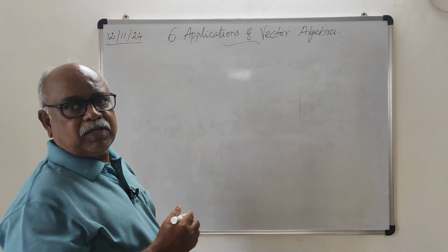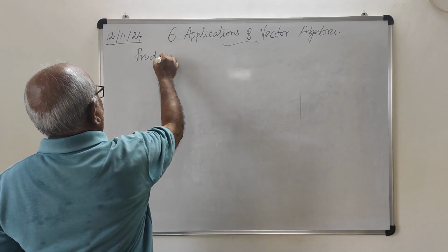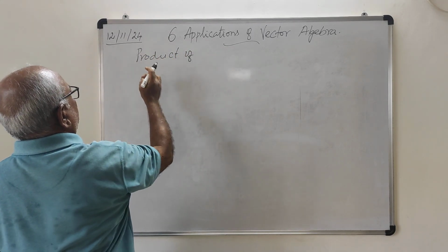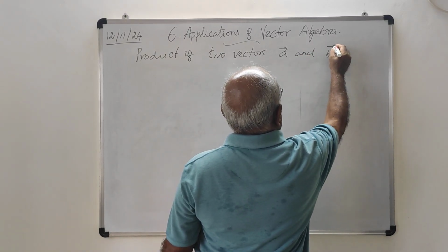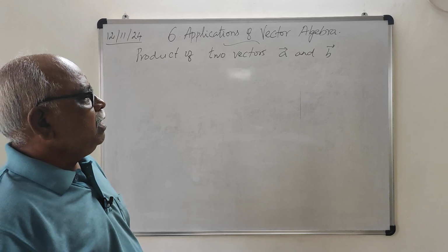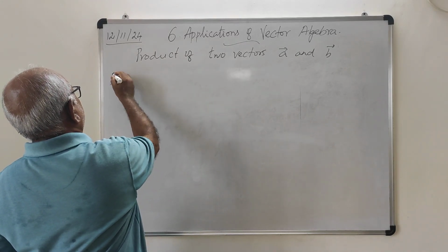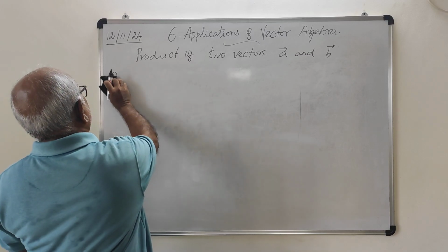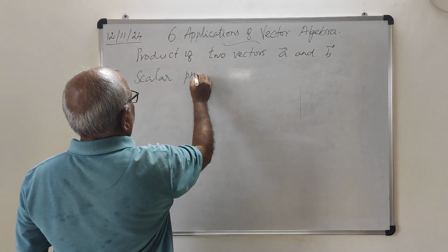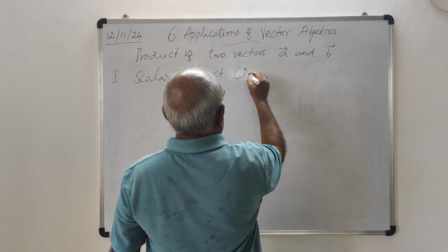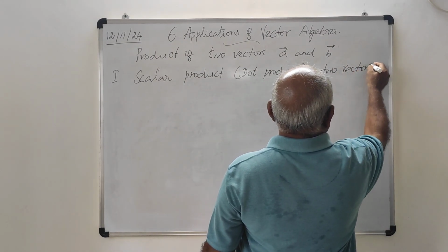Vector algebra applications. The first concept is product of two vectors, say A and B. In that, first we have to define the first product, which is the scalar product or dot product of two vectors A and B.